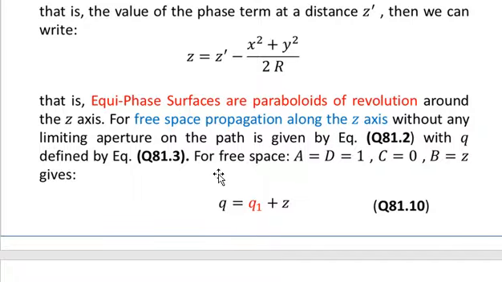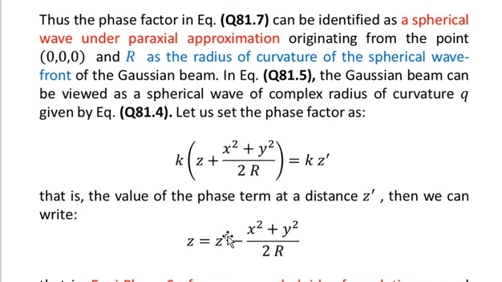So for free space propagation we need to set A equal to 1, capital D equal to 1, capital C equal to 0, capital B equal to Z, because the separation between the two planes in the figure shown in the appendix is Z. So capital B is equal to Z, and this gives you Q is equal to Q1 plus Z. And you know that Q is nothing but the radius of curvature of the spherical wave.